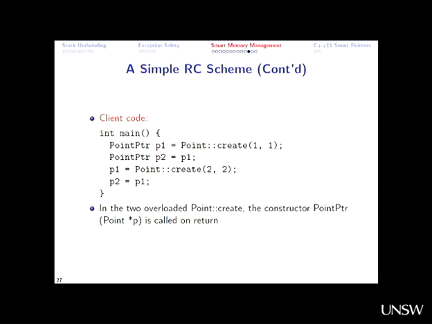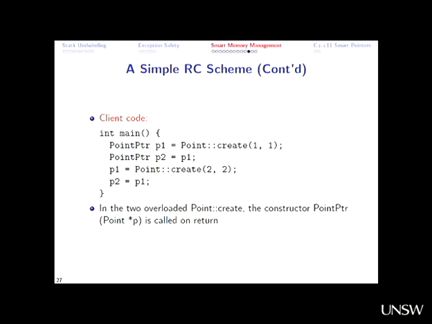Let's break this down. How many pointer objects do I have at this point? No, how many pointer objects do I have? 2, right? That should be obvious. Everyone happy with that? Not 1, I've got 2. I've got 2 point pointer objects.